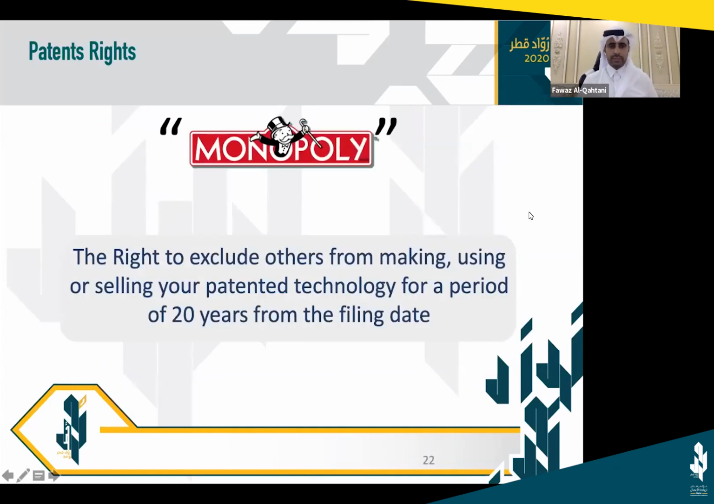So what's a patent right? It's the right to exclude others from making, using, or selling your patented technology for a period of 20 years from the filing date. So when you have a patent, it's your own property for 20 years. No one can use it without your consent.